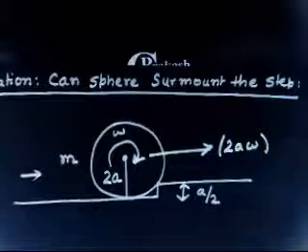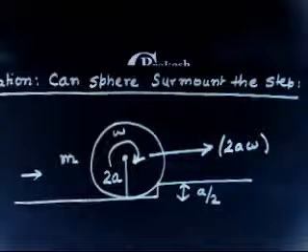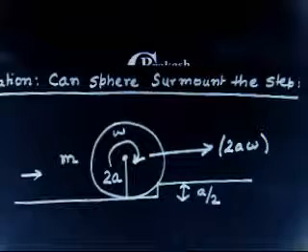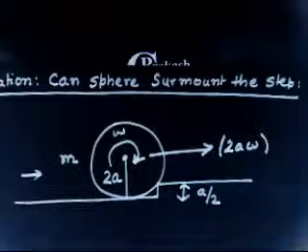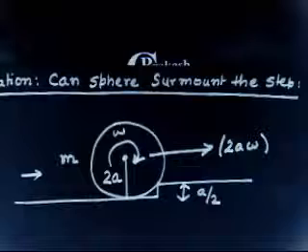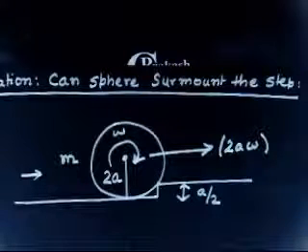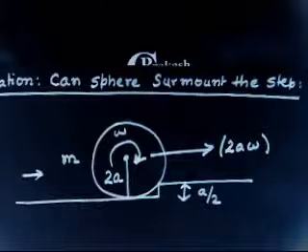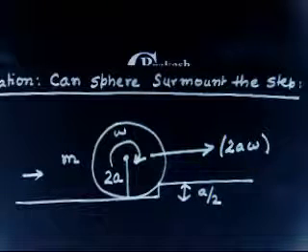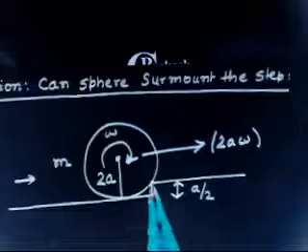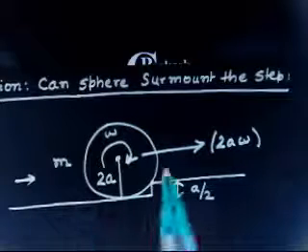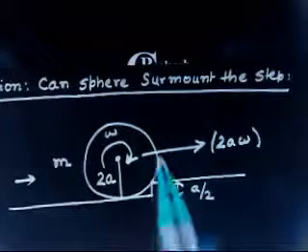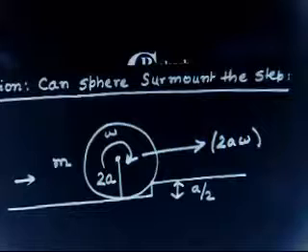Now the question says a sphere of radius 2a is rolling with angular velocity omega along the horizontal ground when it strikes a step of height a by 2, which is perpendicular to the line of motion of the sphere. So this is the line of motion, and this step is perpendicular to the line of motion of the sphere.